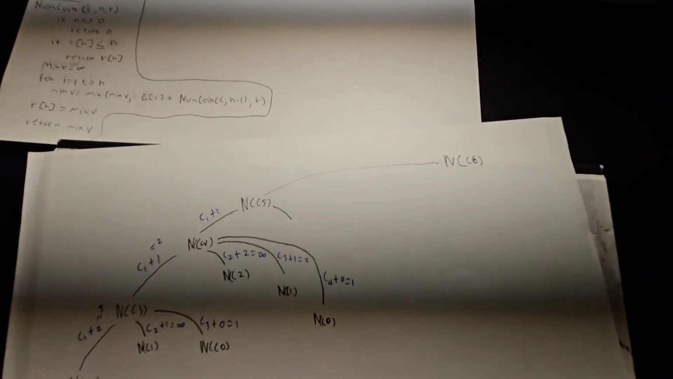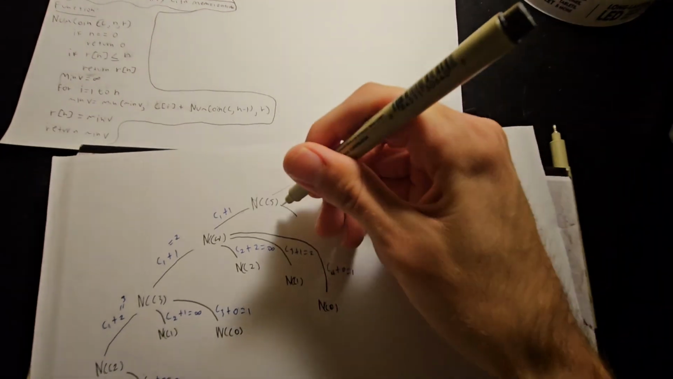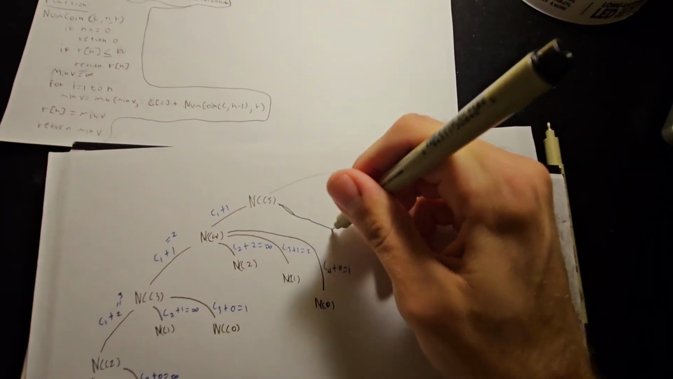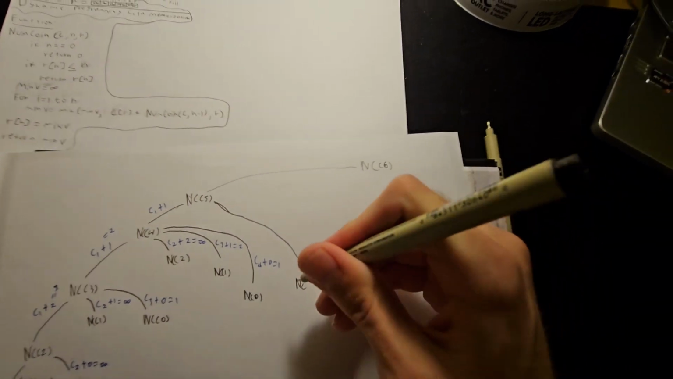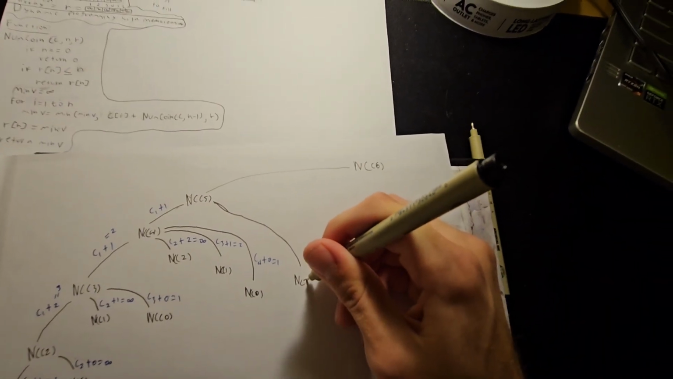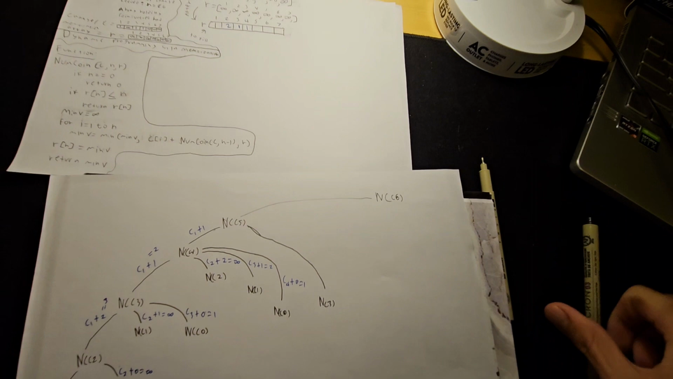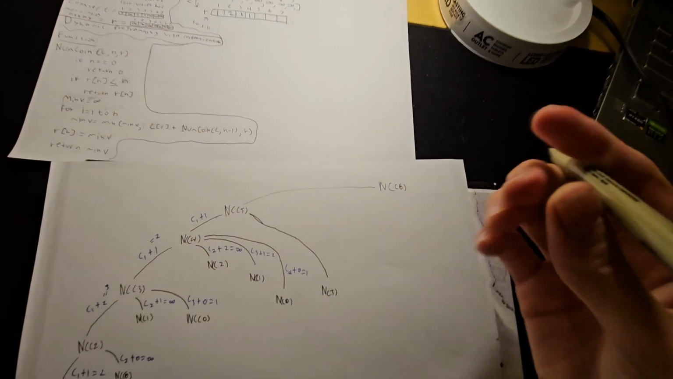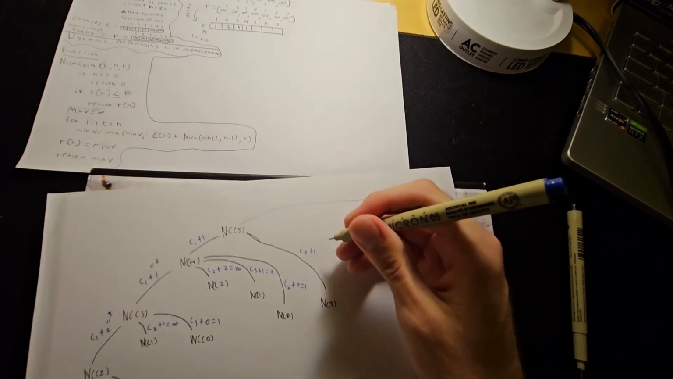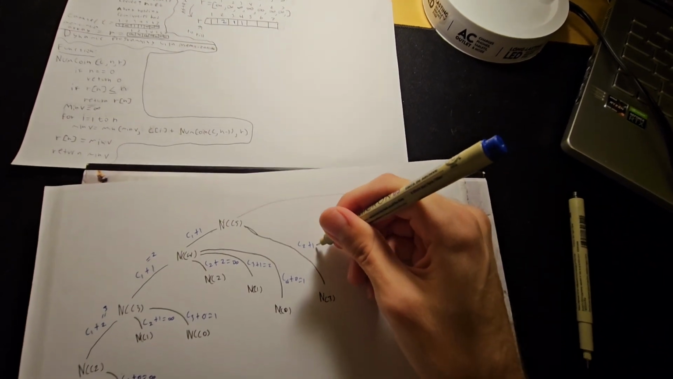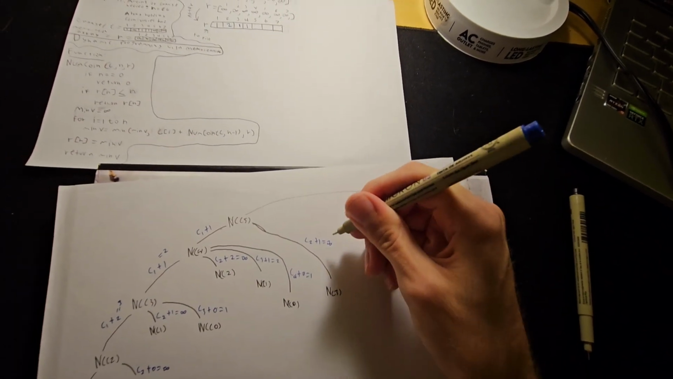Now we're going to come over here to NC5. I'm going to have to draw this out kind of far. It's going to come out to NC3. We already know what NC3 is. It is 1. So this is a C2 plus 1. But we know that equals infinity.